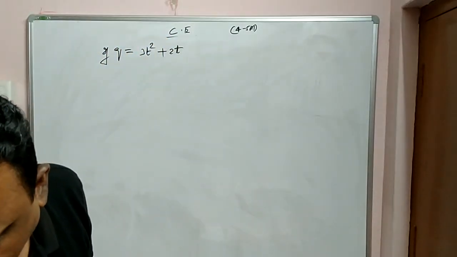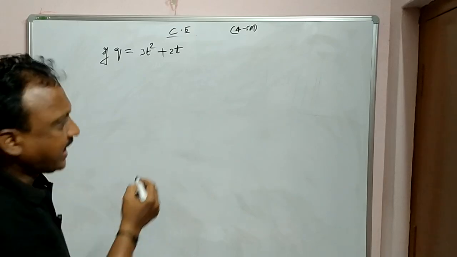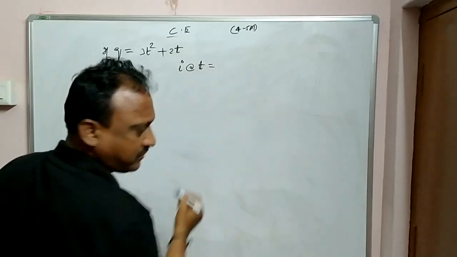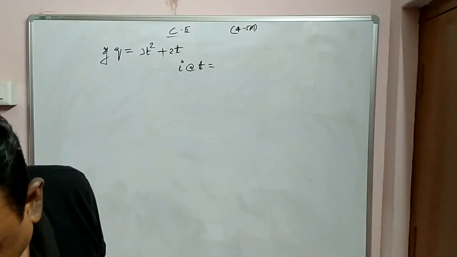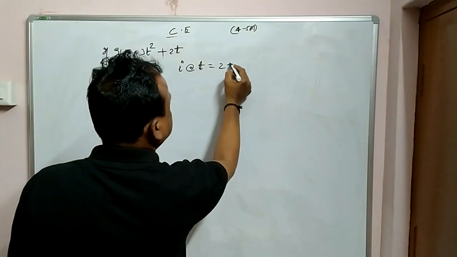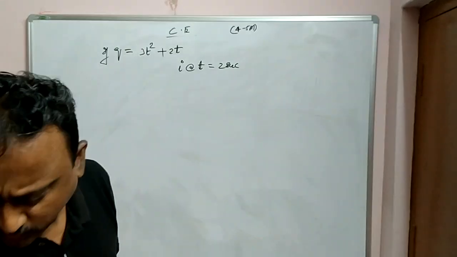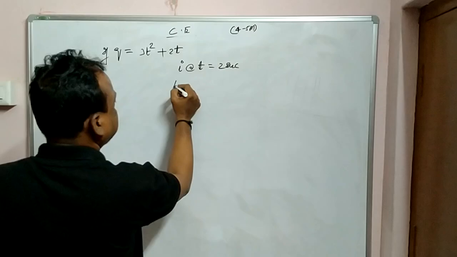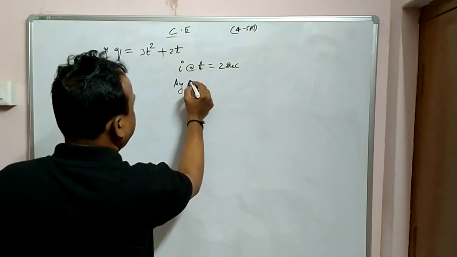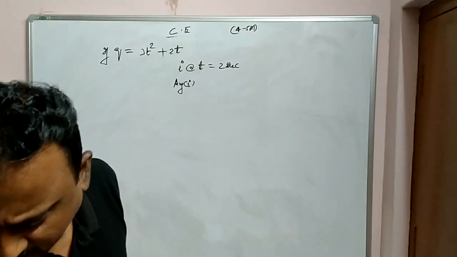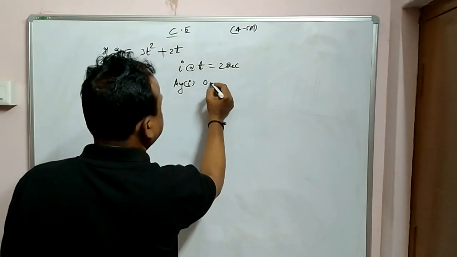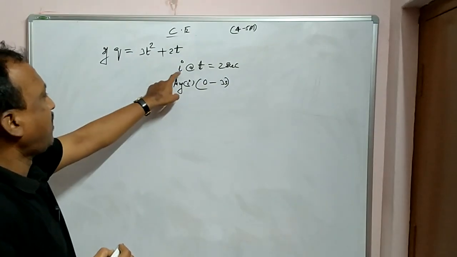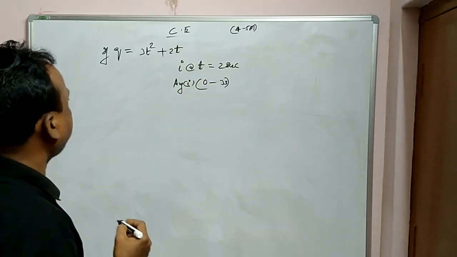Now it is asking you what is the current at t is equal to 2 seconds, and also it is asking you the average current from 0 to 3 seconds. So let us solve this problem. I want the current at time t is equal to 2 seconds.